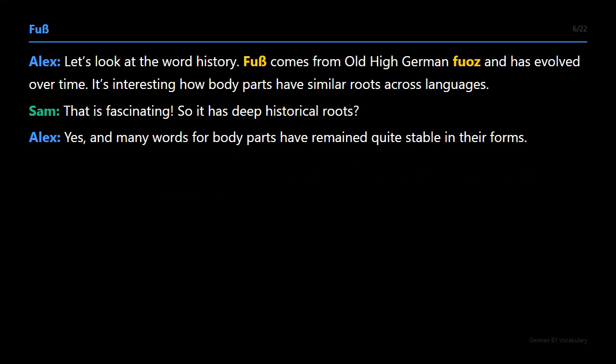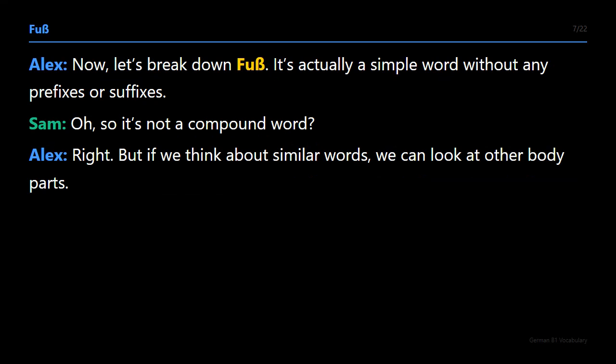Now, let's break down Fuß. It's actually a simple word without any prefixes or suffixes. Oh, so it's not a compound word. Right. But if we think about similar words, we can look at other body parts.